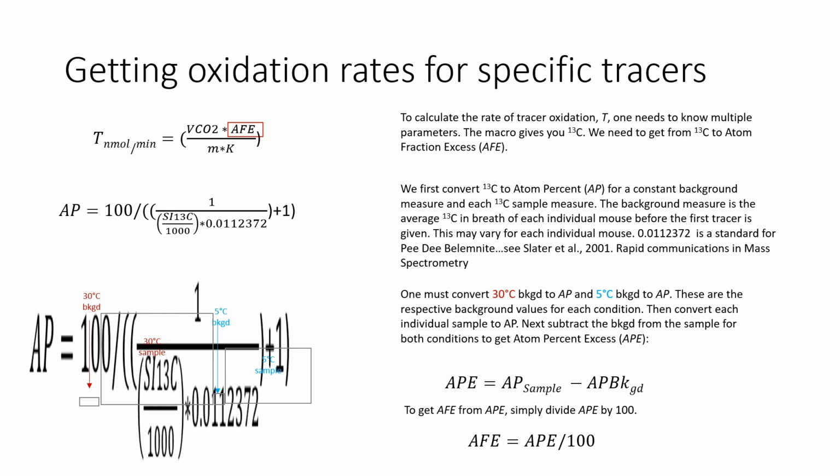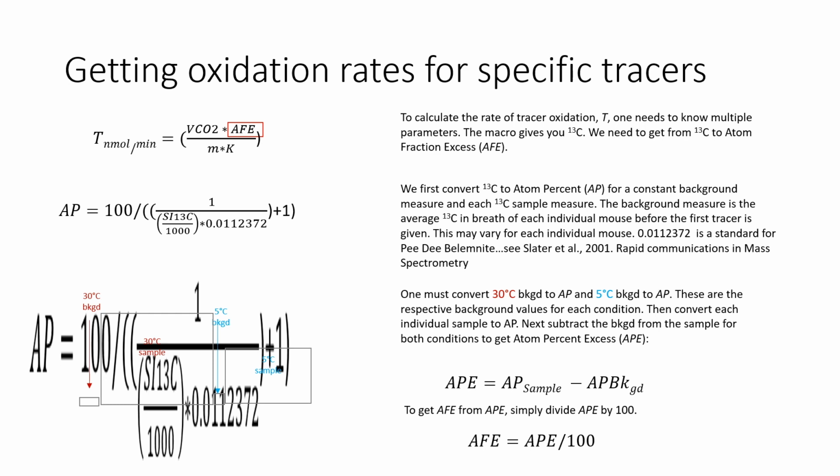Here is the general equation for calculating the instantaneous rates of carbon-13 tracer oxidation. In order to get specific rates of oxidation in nanomoles per minute, we need to know the carbon-13 in the mouse prior to dosing and the carbon-13 at any given time. This difference is considered in a unitless value called atom fraction excess, or AFE.